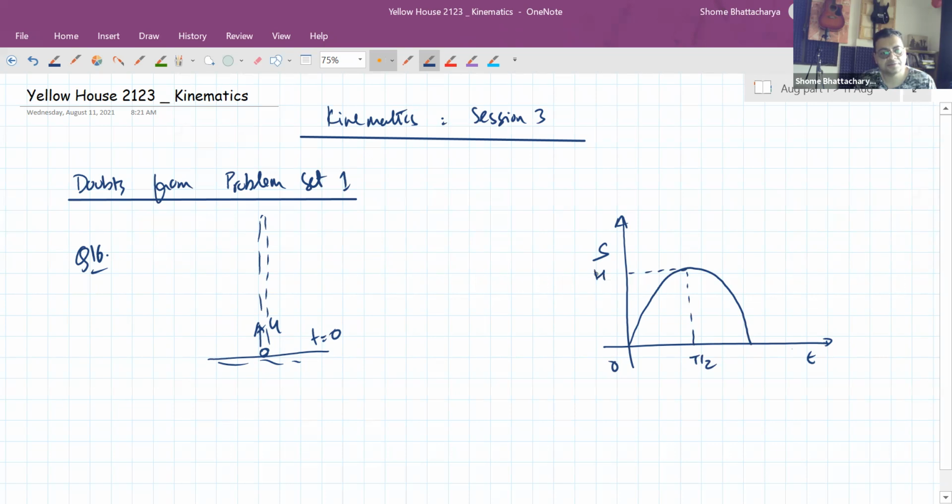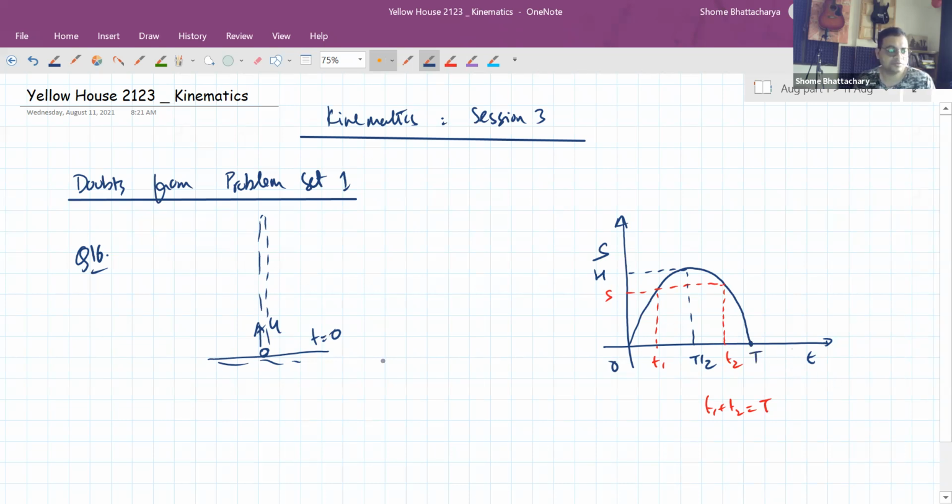Let's say capital H. But at some time T1, if it crosses a certain displacement, it crosses the same displacement again at T2, such that this will be the case. So there is this symmetry.